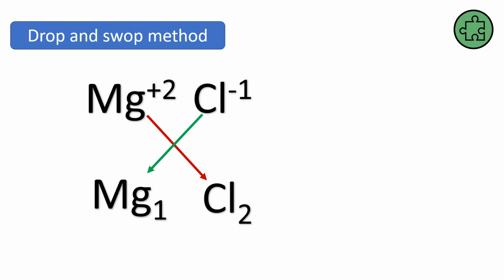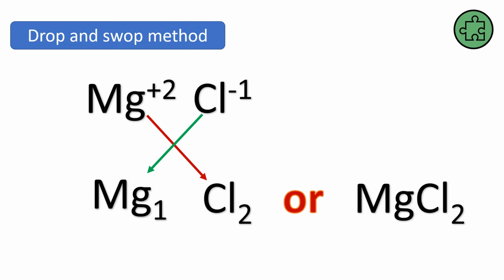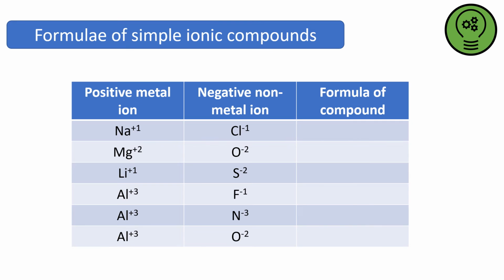We don't have the plus or the minus because they've been cancelled out. So the formula for magnesium chloride would be Mg1Cl2. Now normally we don't write the 1, so you would simply write MgCl2. And this works every time. Okay, pause the video and have a go at these formulae.